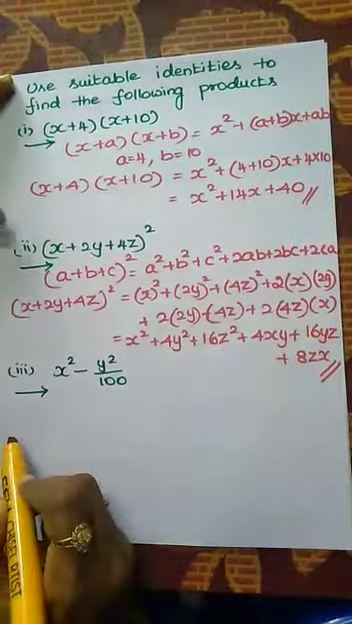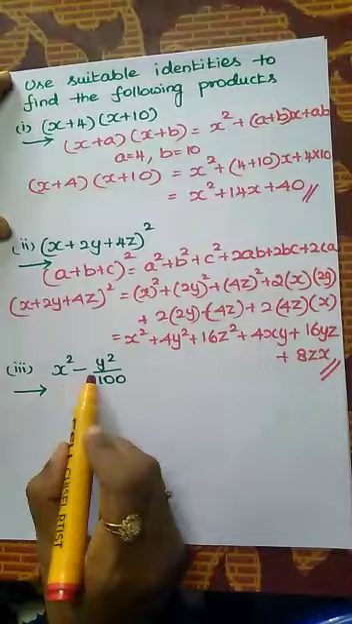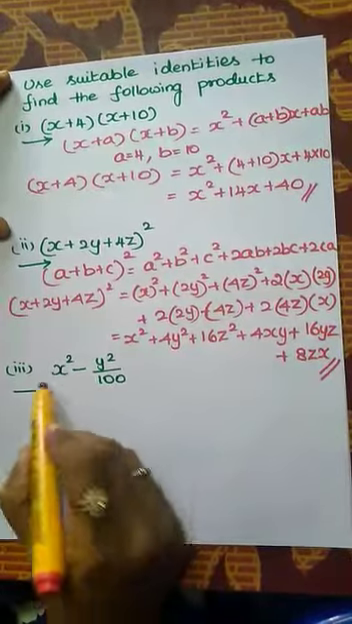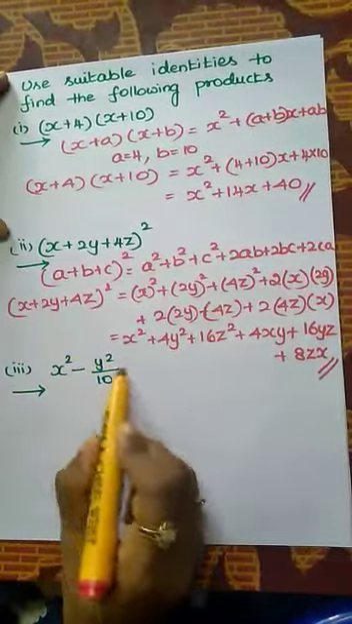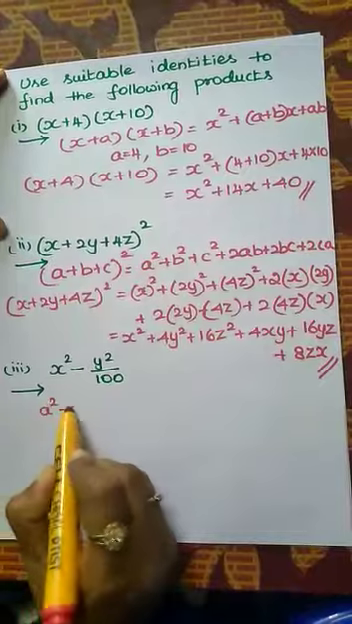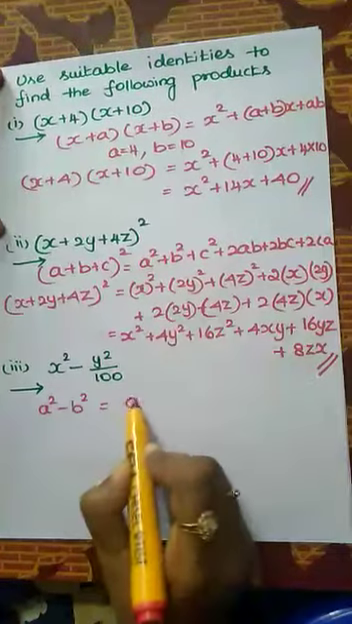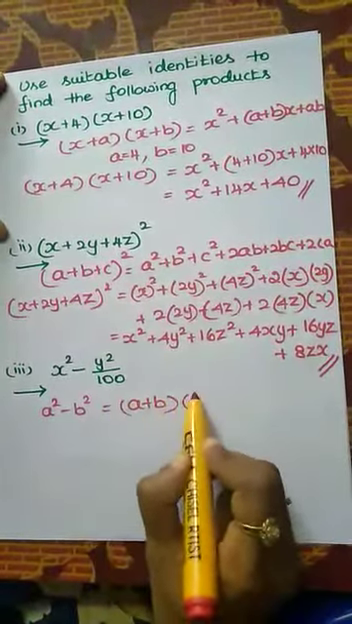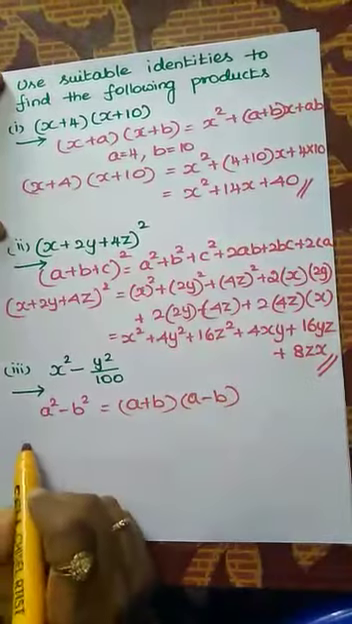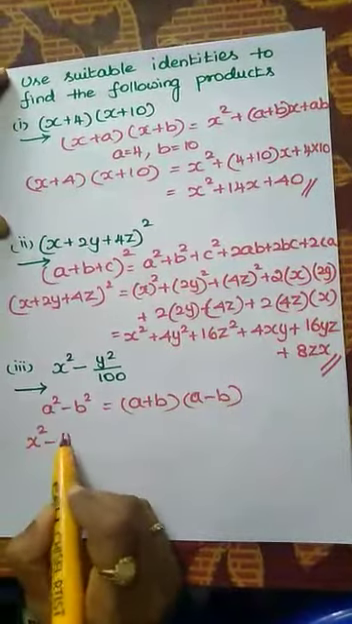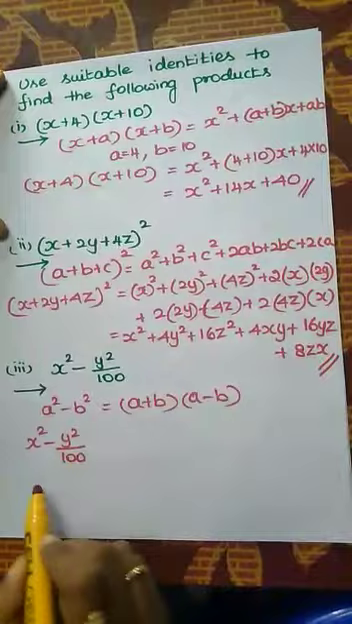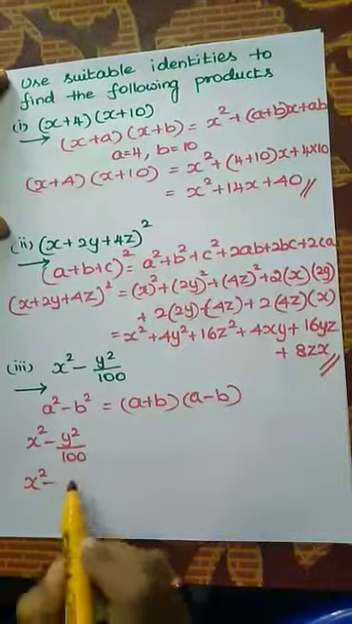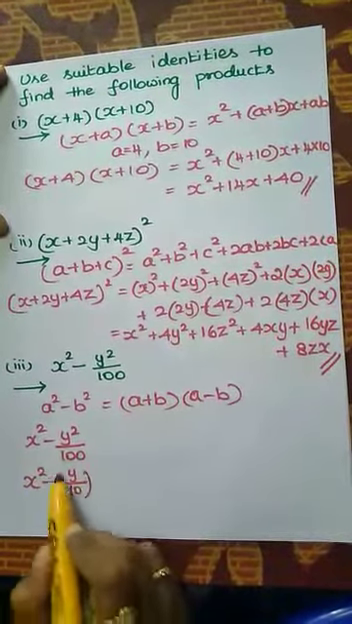Okay. The next one, x square minus y square by 100. This also looks like the algebraic third identity. That is, a square minus b square is equal to (a plus b) into (a minus b). What is our question? X square minus y square by 100. We have to write x square minus (y by 10) the whole square.